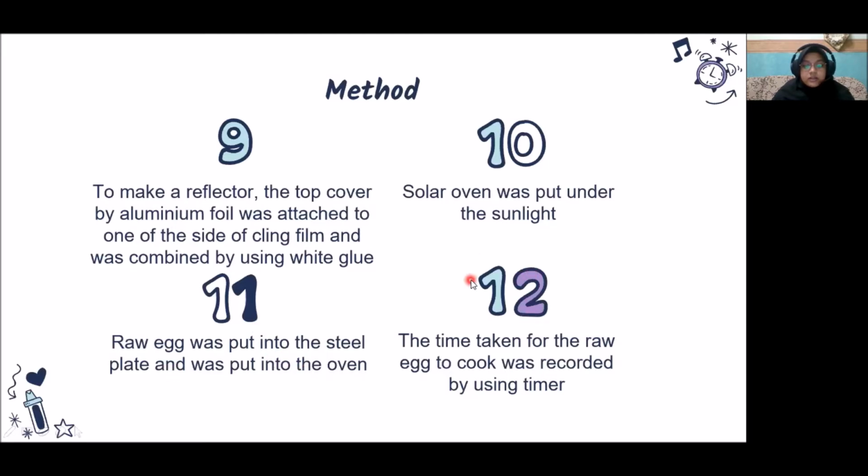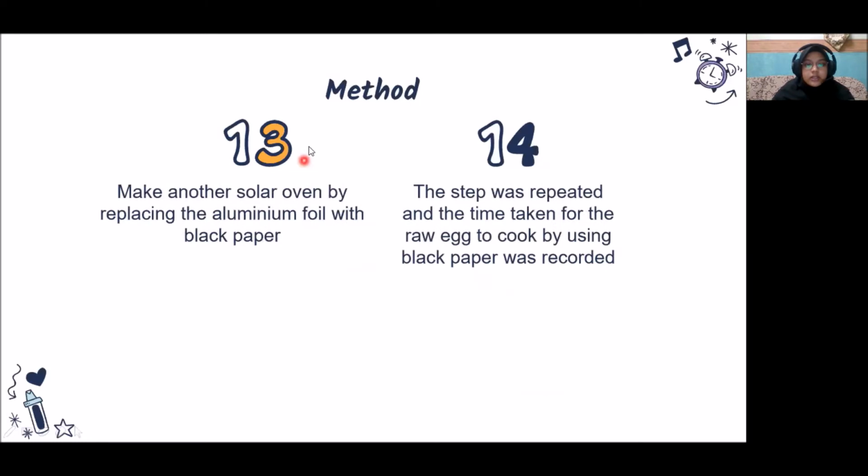The 12th step is that the time taken for the raw egg to cook was recorded using a timer. The second last step is to make another solar oven by replacing the aluminium foil with black pepper, basically at the base of the solar oven. And the last step is that the steps were repeated, and the time taken for the raw egg to cook using black pepper was recorded. Basically, our group has decided to make two different solar ovens.